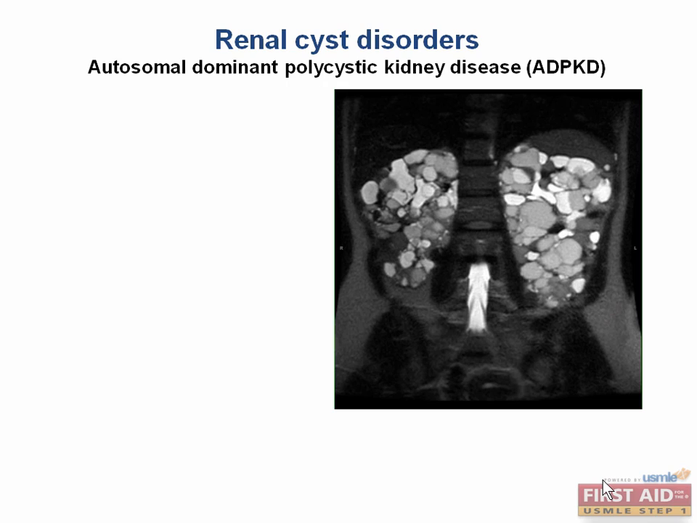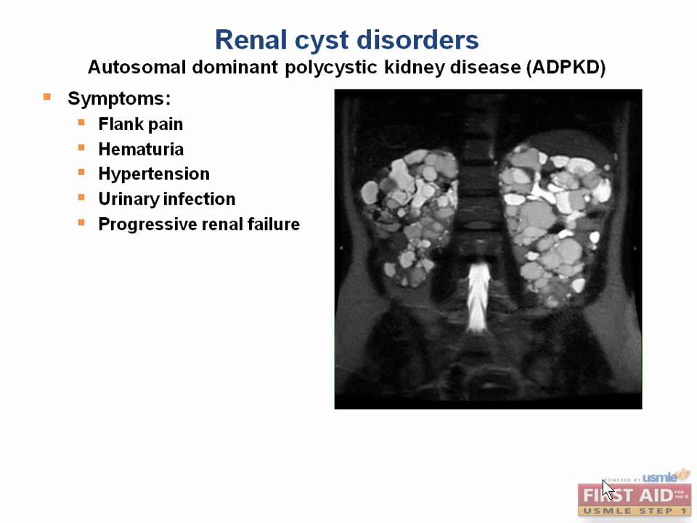The final topic in renal pathology is renal cysts, where instead of a normal kidney with cortex and medulla, a cystic kidney can be obliterated by fluid-filled cysts. The first cause of renal cysts is autosomal dominant polycystic kidney disease, which causes massively enlarged kidneys that ultimately destroy the kidney parenchyma. Patients are adults that present with flank pain, hematuria, hypertension, urinary frequency, and progressive renal failure. Death is usually caused by hypertension or complications of chronic kidney disease.